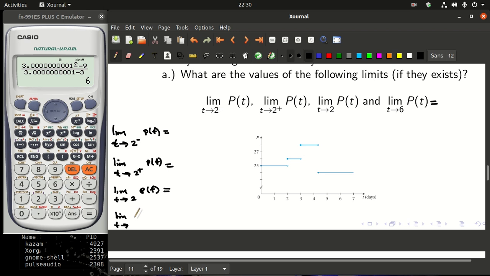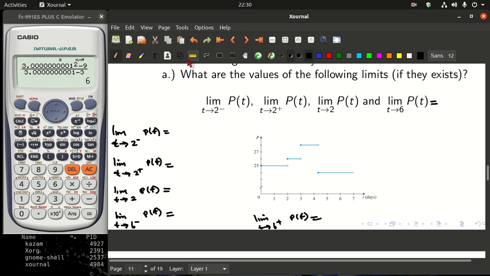At this one, the limit as t approaches 6 on the left of p of t is equal to, and then I'm also going to look at the limit as t approaches 6 on the right of p of t, and then I'm going to conclude with that. Look at another example, maybe it's going to start making some sense.